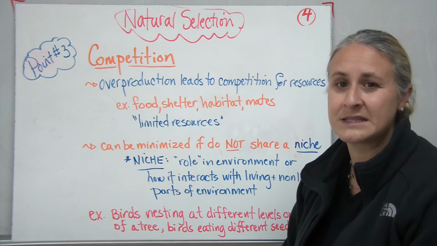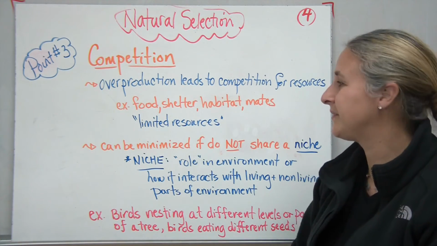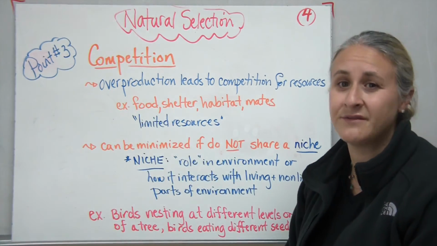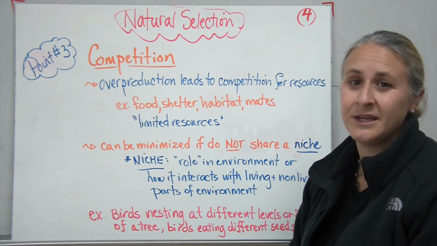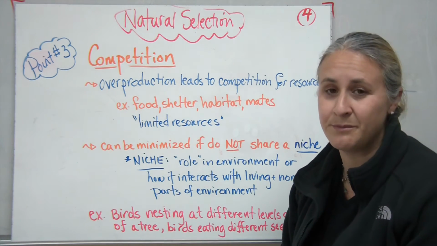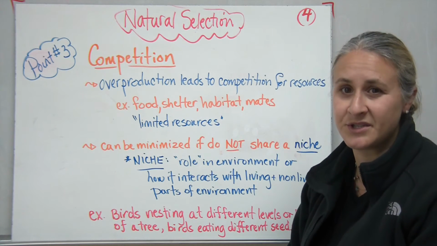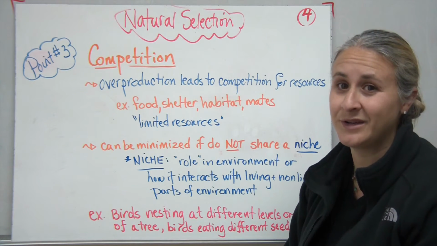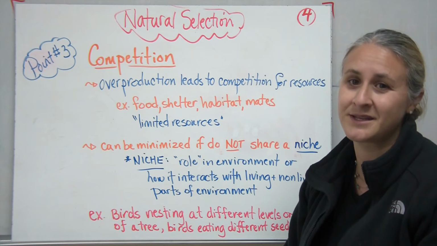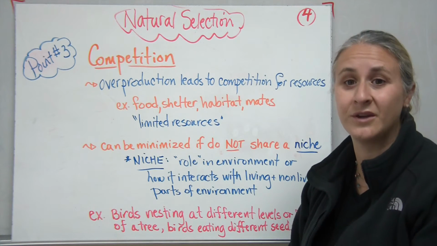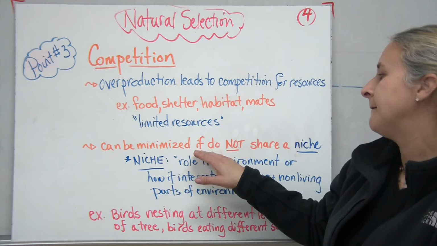We call these things limited resources. If there's an area that has a very limited food supply and these organisms are competing for this one particular food source, we're going to have competition for it. Whoever the best competitor is that gets the most food is going to be the one that's going to live to survive and go on to reproduce.